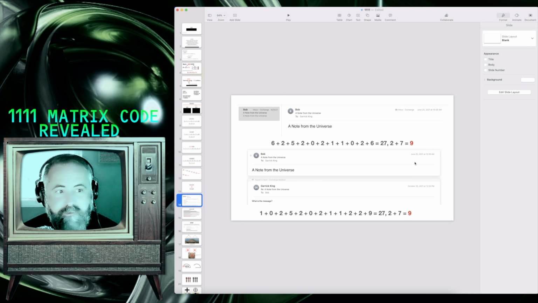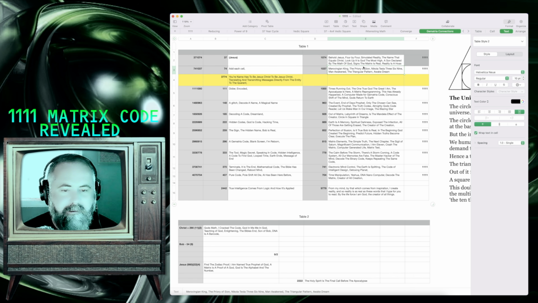Now, here's something else spooky: Bob sent his email on June 25th. I responded on October 25th. How odd is that? Okay. Now, here's something else interesting. So we have the number 9. Well, what are the chances that the name Bob would give the value through Gematria using the Jewish cipher, the value of 54, which 5 and 4 is 9? Can't be coincidence, folks.